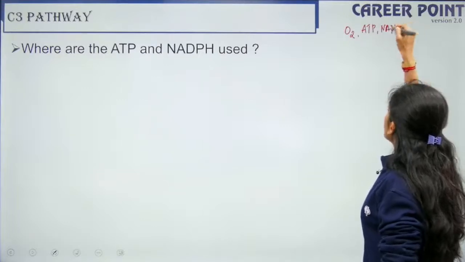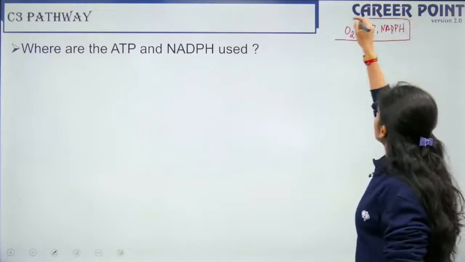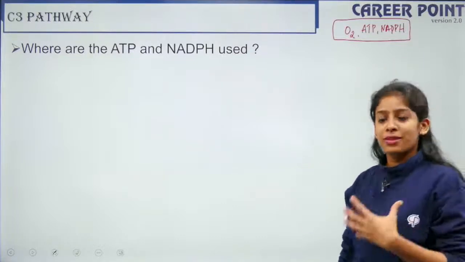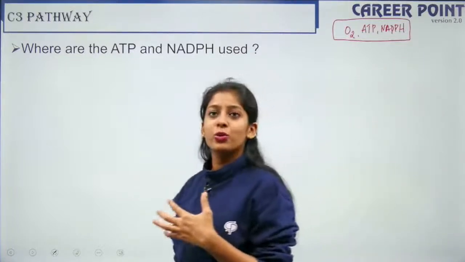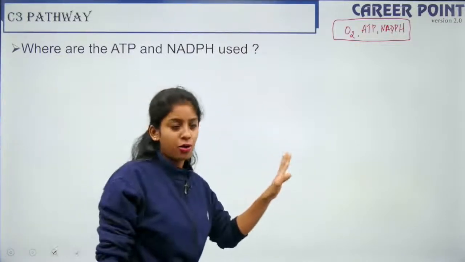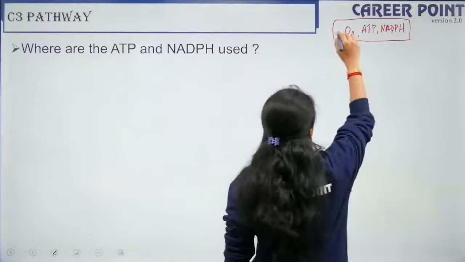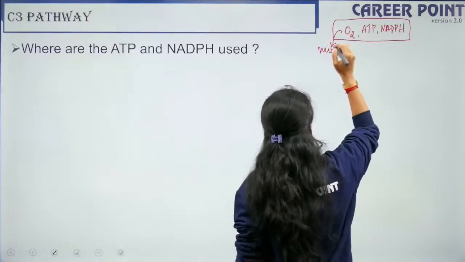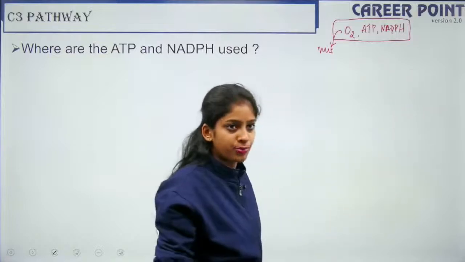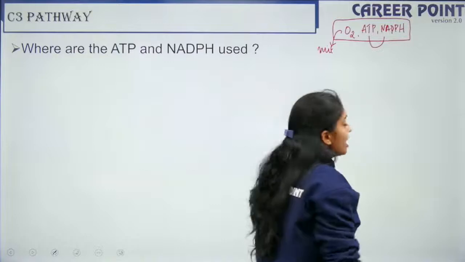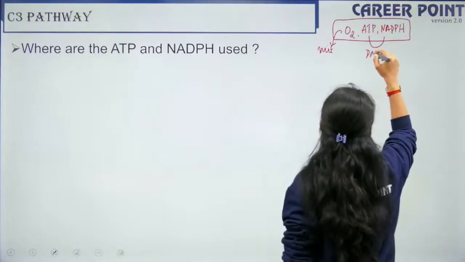These are the net products of your light reaction, which happens in the presence of light. We make use of photosystem 1 and photosystem 2 for these end products. The oxygen moves into mitochondria for the process of respiration. The ATP and NADPH are used in the dark reaction.